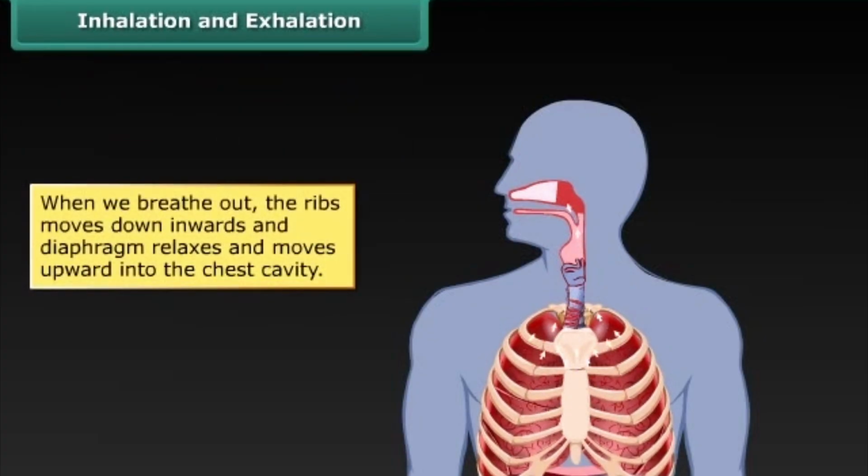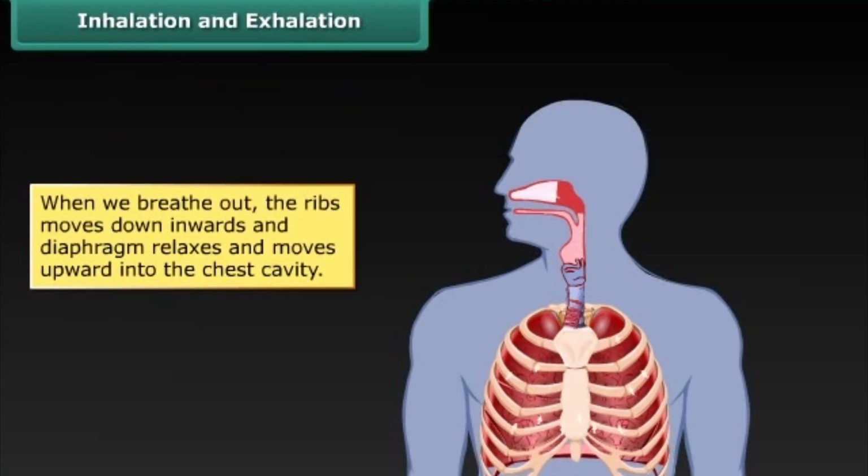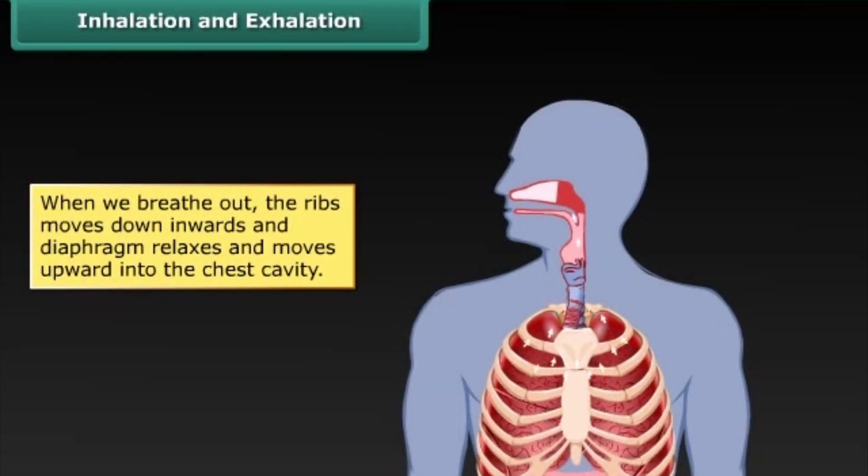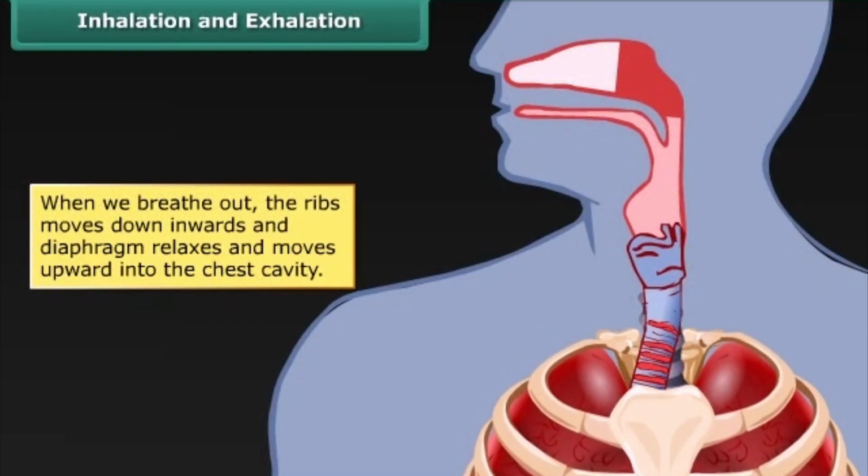When we breathe out or exhale, our ribs move down and inwards and our diaphragm relaxes and moves upward into the chest cavity. As the space in the chest cavity gets smaller, air rich in carbon dioxide is forced out of our lungs and windpipe and then out of our nose or mouth.